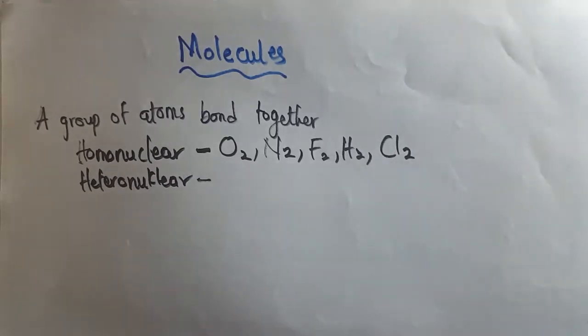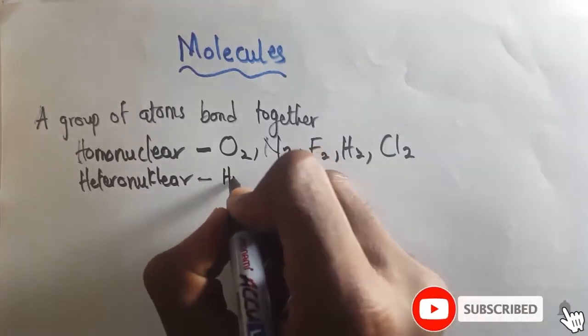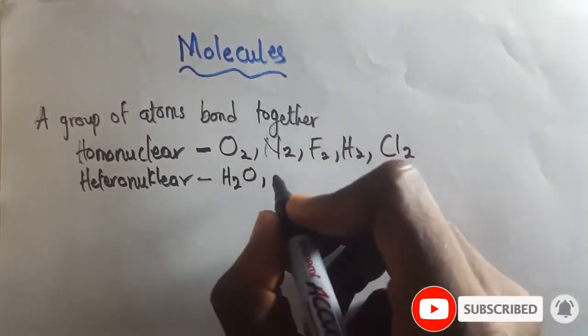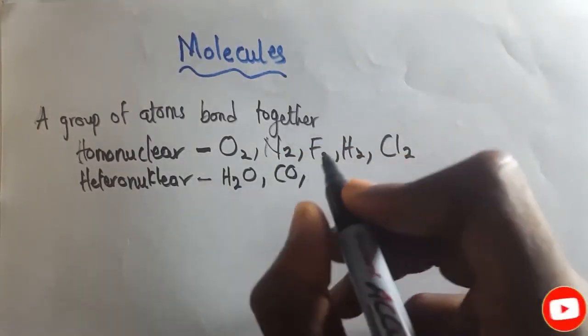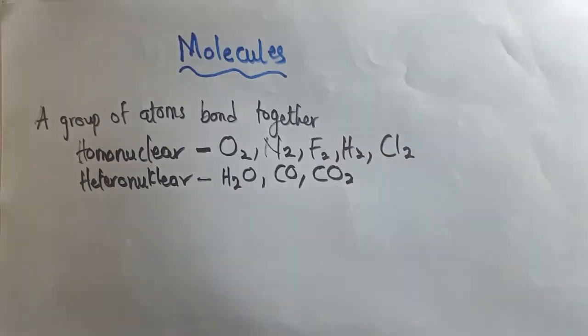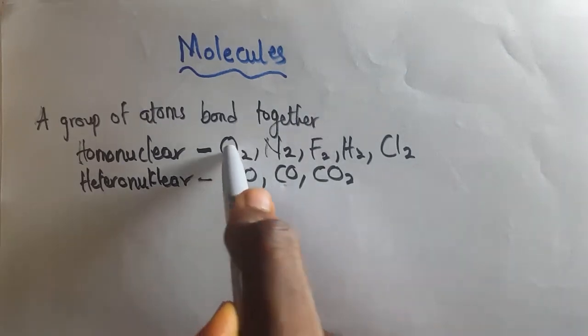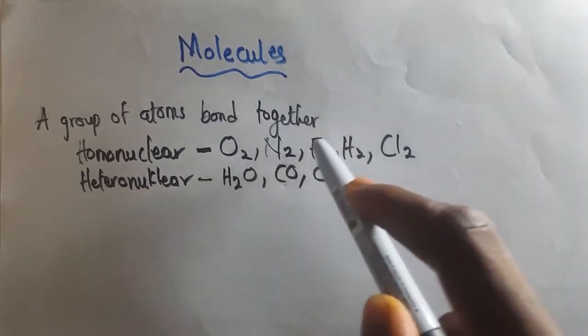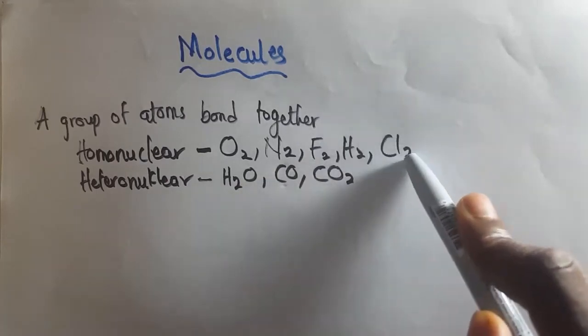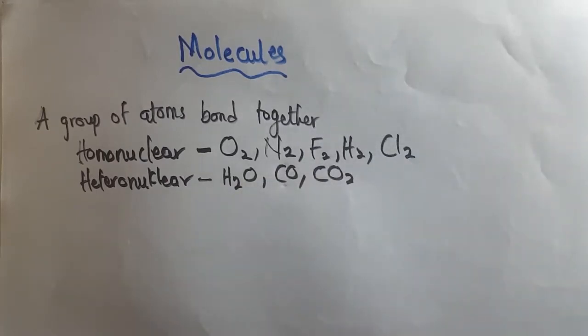Now when we say heteronuclear, it means they are not the same, they are different. So you have H2O, you have CO, you have CO2. H2O is water, this is carbon monoxide, this is carbon dioxide. Oxygen molecule, nitrogen molecule, fluorine molecule, hydrogen molecule, chlorine molecule. So these are the types of molecules you have.